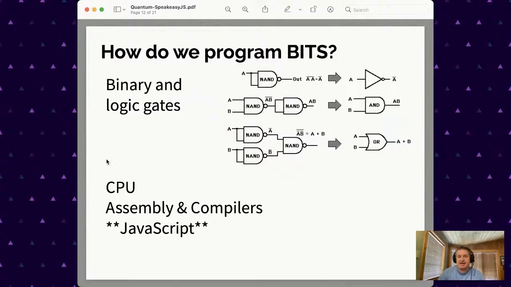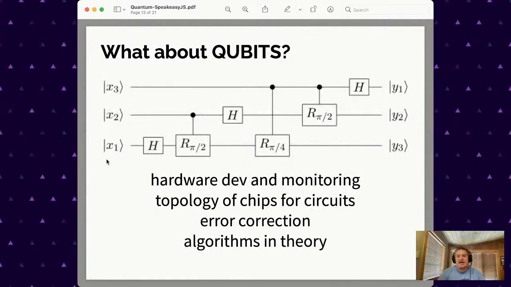So like I talked about earlier, you program bits by connecting these bits together with gates and coming up with some kind of processing out of that. And then eventually you have assembly, compilers, and then JavaScript. In the quantum world, you have the qubits. They're connected by these quantum gates. Right now, a lot of development, like I said, is going into the hardware and topology of the chip.